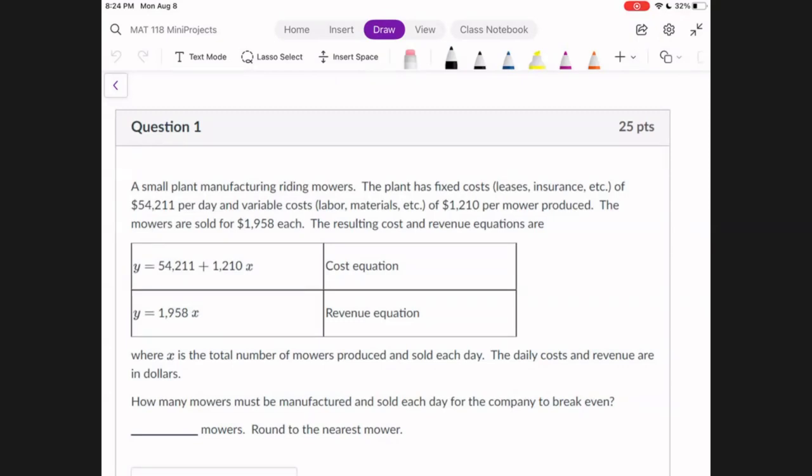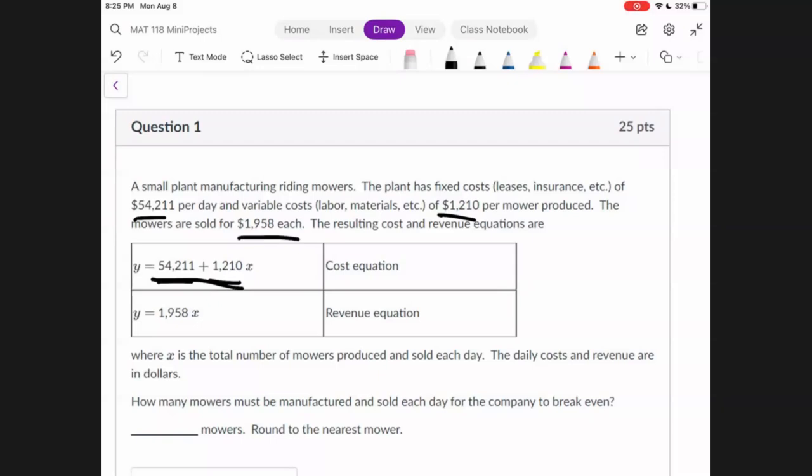The plant has fixed costs and variable costs. So we have the fixed, we have the variable, and we see that ties into our cost equation exactly, that the fixed is without the x, it's like the intercept, and the variable is like your slope. And the mowers are sold for this much. So this is your revenue.